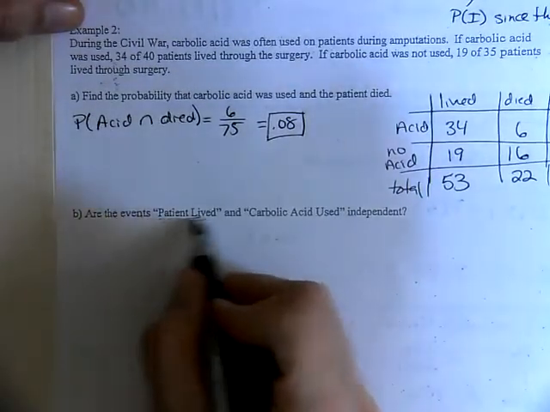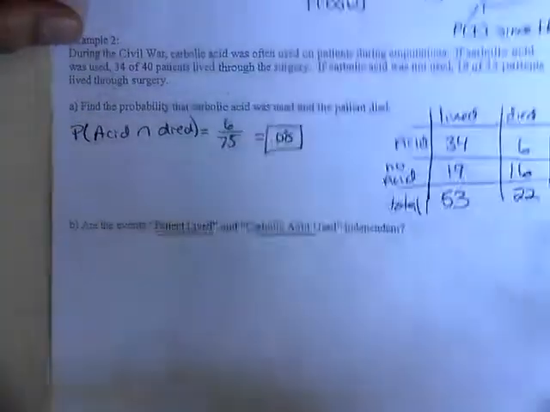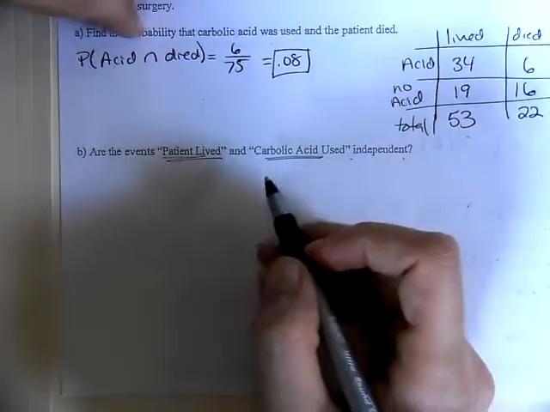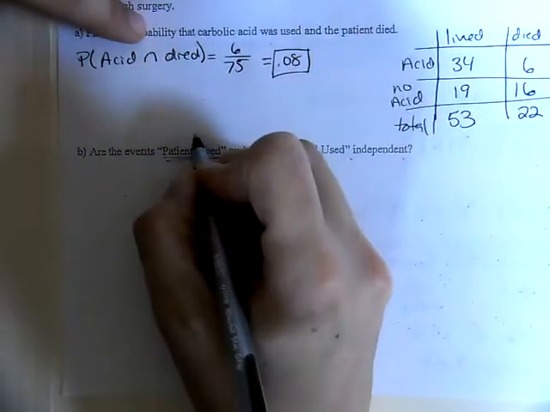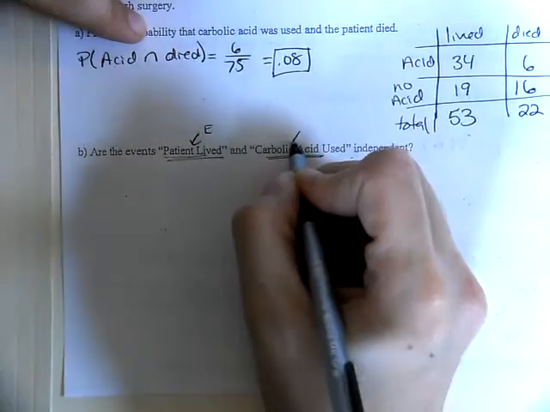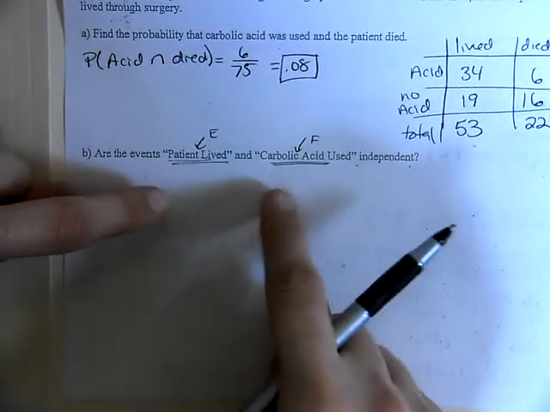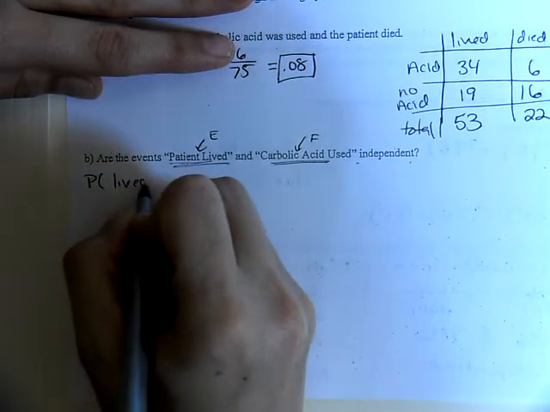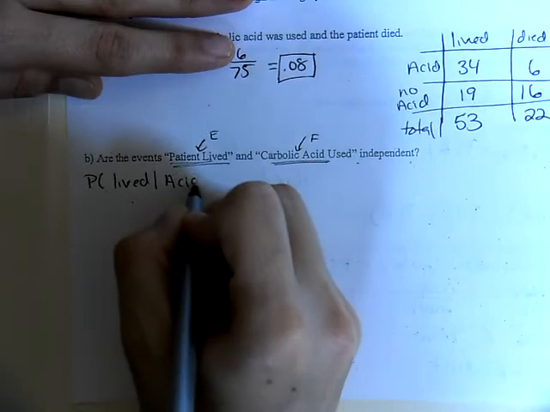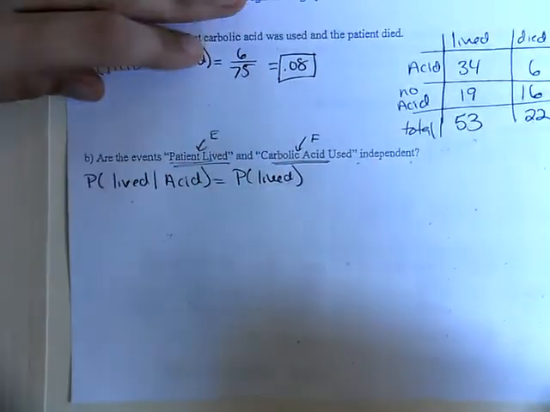Are the events patient lived and carbolic acid used independent? So again, I'm going to show you both ways. This might be one where you might want to use the second one because we already have part of it done. So this is going to be event E, that the patient lived. This is going to be event F. Again, I can't read your mind, so if you don't want to use words, at least tell me what E and F are. So we're going to look at the probability that the patient lived, given that the acid was used, should equal the probability that they lived in general. So that's one way to do this problem.